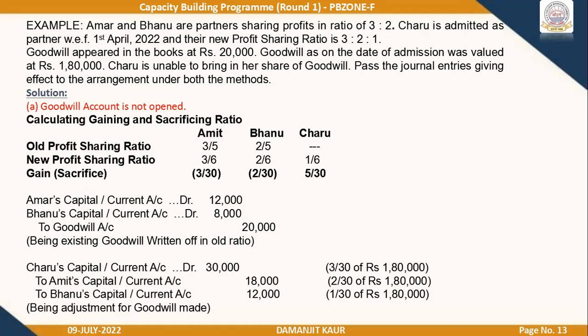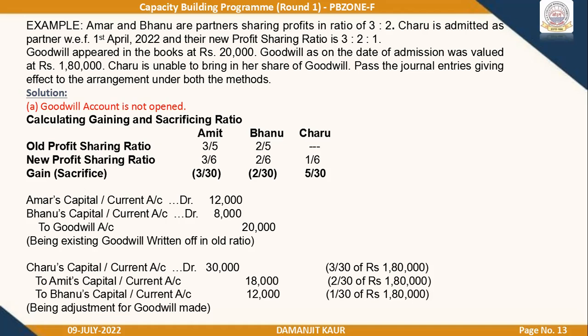So in this first case, for passing the adjustment entry, we need to have the sacrifice or gain made by the individual partners. Taking the difference of old and new ratio, Amar and Bhanu are sacrificing with 3/30 and 2/30 share, and Charu is gaining by 5/30 share. So when we are to pass the adjustment entry, we are to multiply these shares with rupees 1,80,000, that is the amount of goodwill.